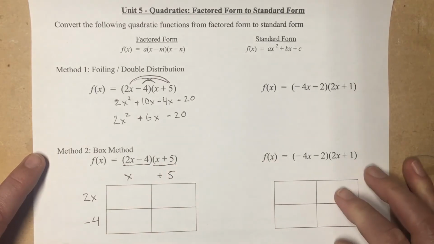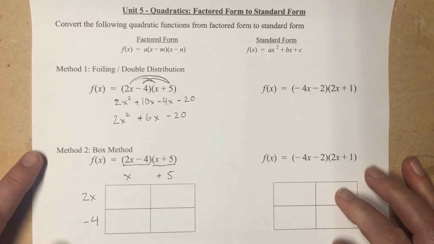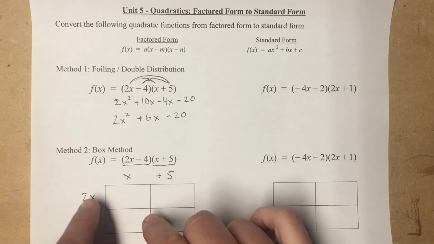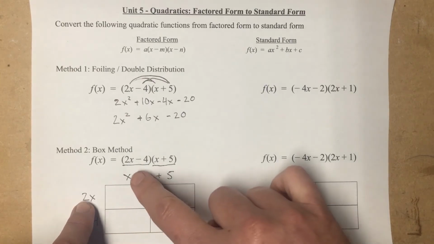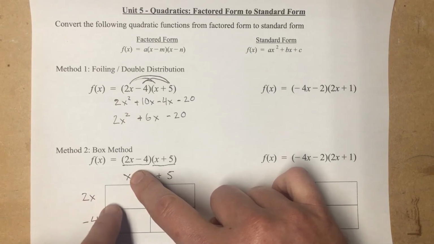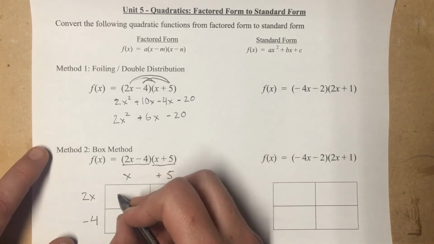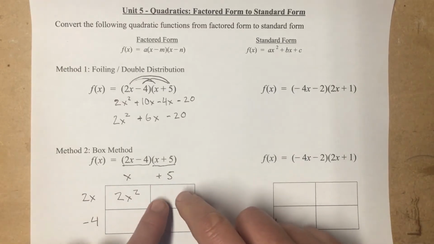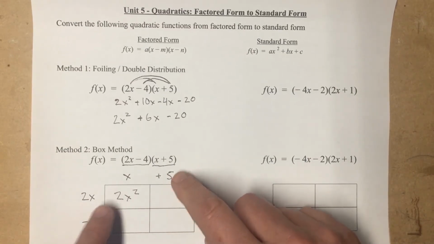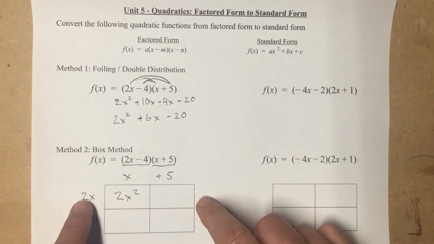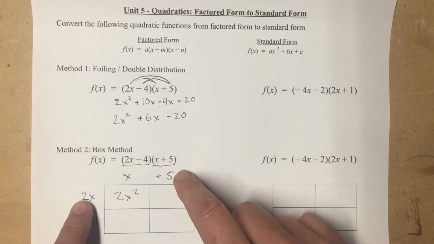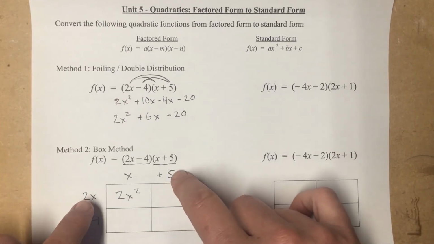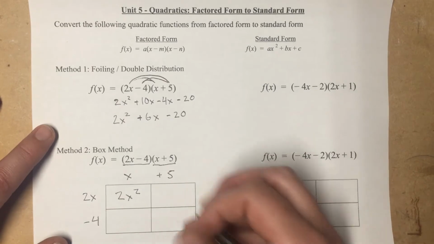All right. Then how this works is you multiply to get into the box. So you take the 2x, and you multiply it by the x, which is going to make 2x squared. Then we're going to multiply to get into this box. So we have 2x times a positive 5. Remember, we're multiplying. 2x times 5 makes 10x.